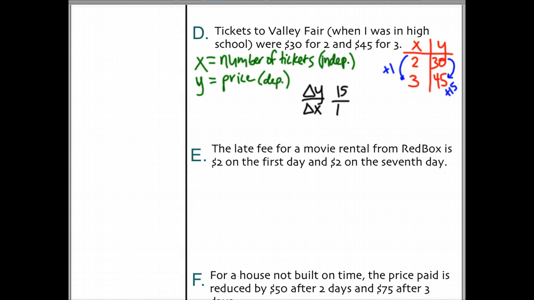And what that means is each ticket costs $15. Now I want you to notice something about this rate of change. This rate of change is positive, so both values are increasing, so it'll look like this line.